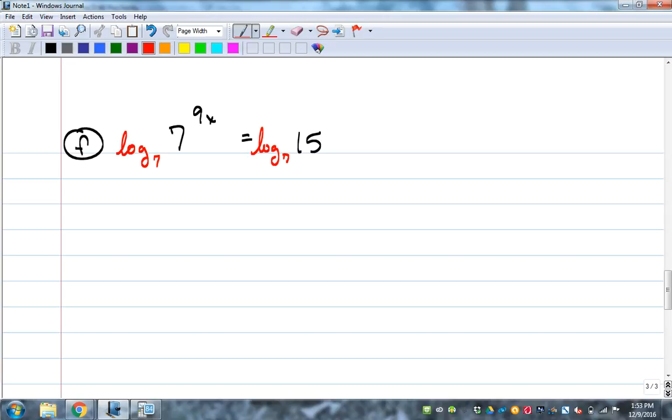Yes, it could. They become 1, basically. These cancel, and we have 9x is equal to log base 7 of 15. How do we get x by itself? Divide by 9. Really simple there.